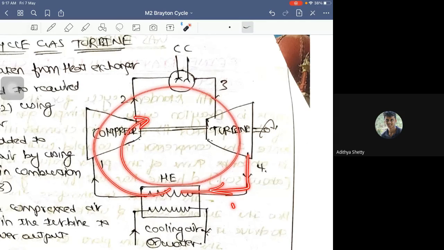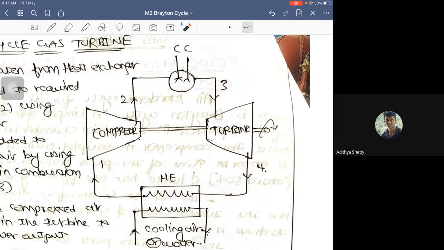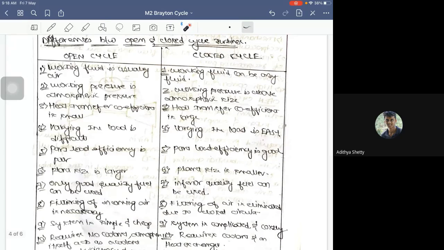Getting it? So, any doubts here on the open cycle and closed cycle gas turbine? Any doubts? This is a simple question and an important question too. It has been asked many times. So there is a difference between the open cycle and closed cycle gas turbine. I wish someone could read it.